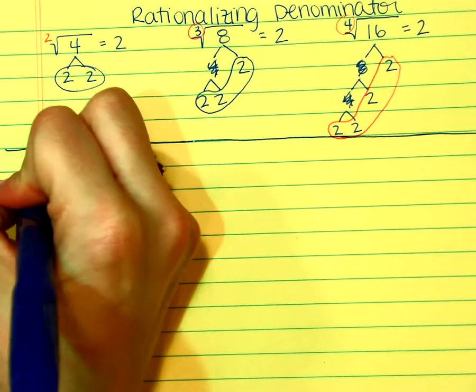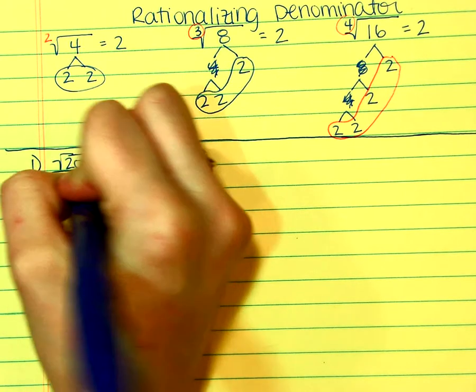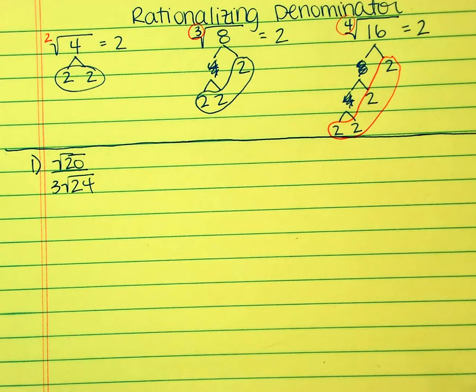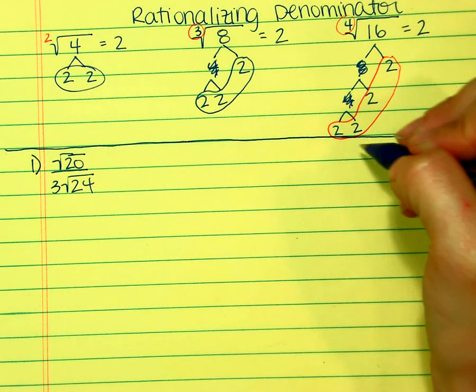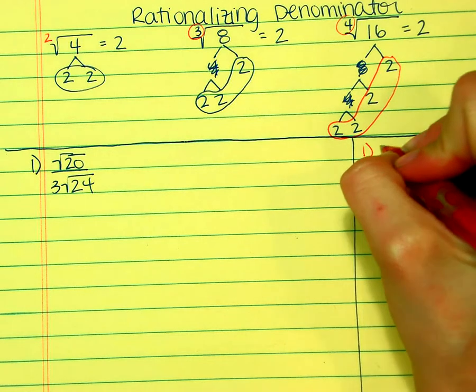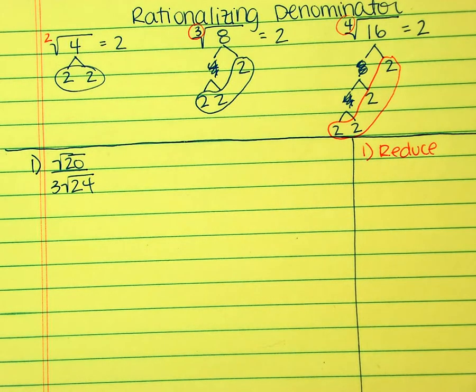So my very first example is going to be square root of 20 all over 3 square root of 24. I'm going to draw a line over here and think, what's the very first step we want to do? Is 1, reduce. Before we rationalize the denominator, let's see if we can reduce it and see if we can make it go away.